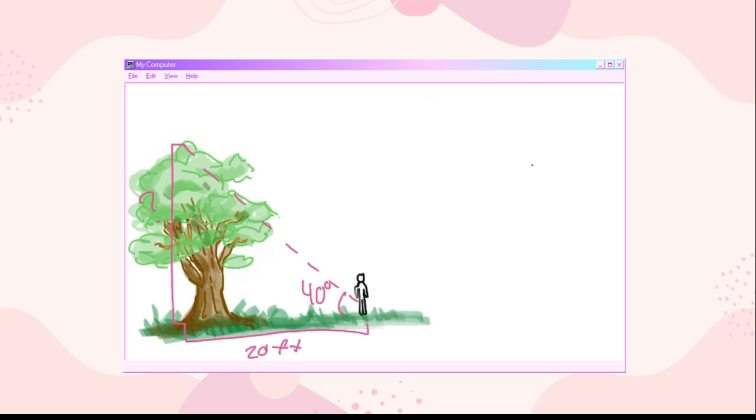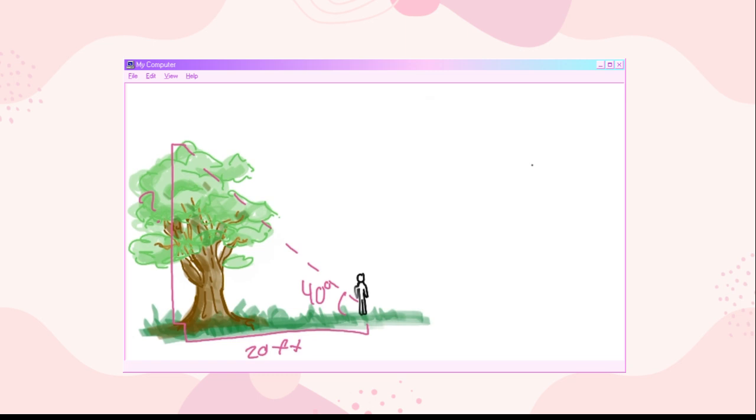If you look carefully, you'll see that the side length given is next to the angle, so this means we have the adjacent side length. We can also see how the height of the tree is opposite to the angle, so we know that what we need to find is the opposite side. Which of the trig functions would be best suited for this? In this case, it would be tangent, because tangent is opposite over adjacent.